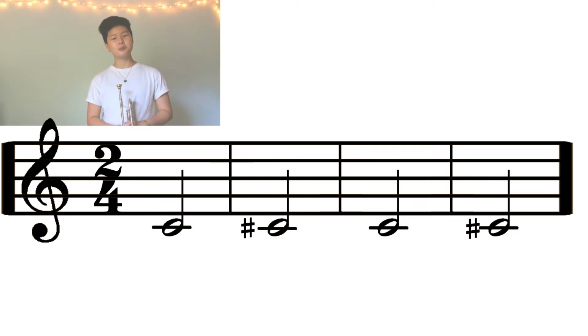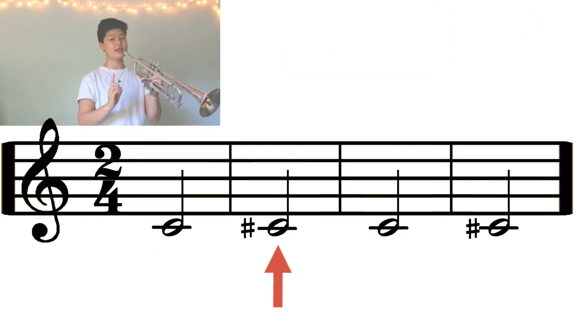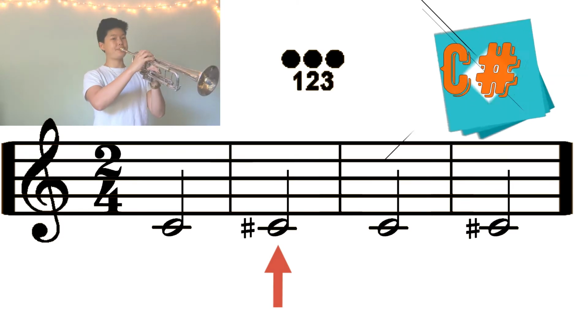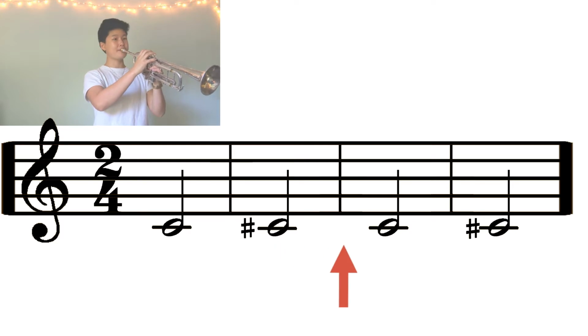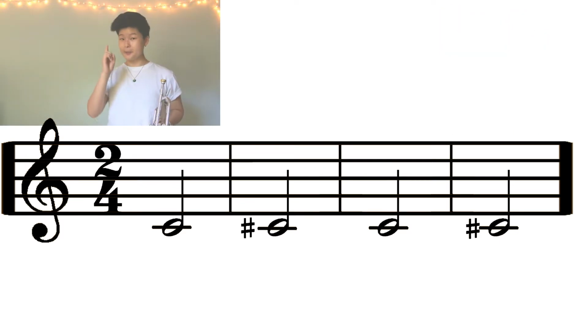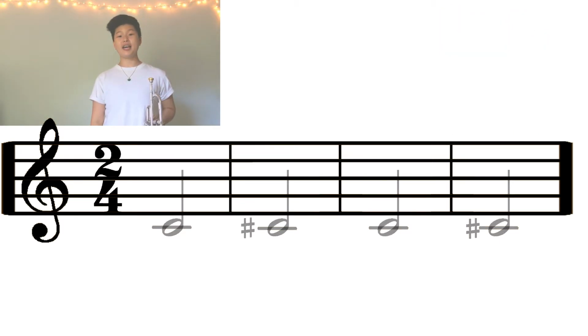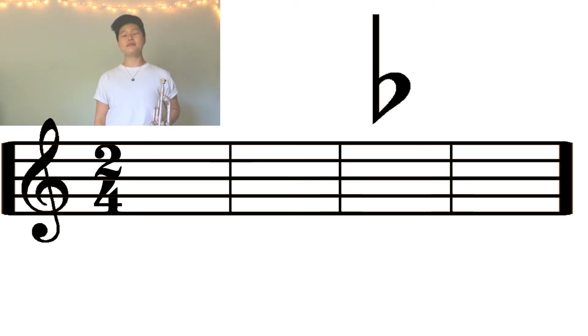So if I were to play C, a C sharp will be up a half step. So C, C sharp. It goes up in pitch. And then a flat, which looks like this, a flat makes a note go down a half step.